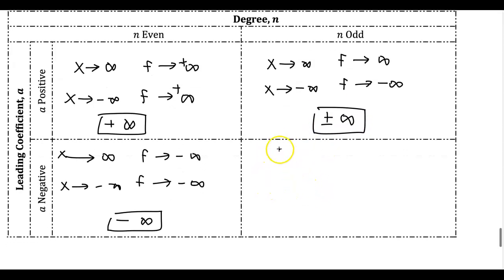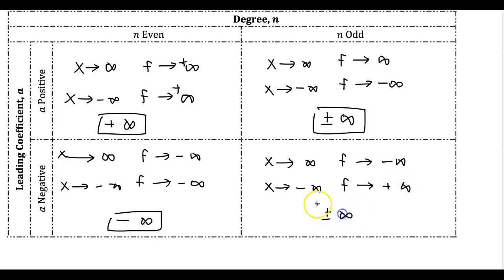And likewise, this one has just the inverse. As x goes to infinity, f is going to go to negative infinity, and as x goes to negative infinity, f is going to go to positive infinity, so it's again plus or minus infinity. Okay, so that's a summary of the end behavior. Hopefully this is starting to make sense.